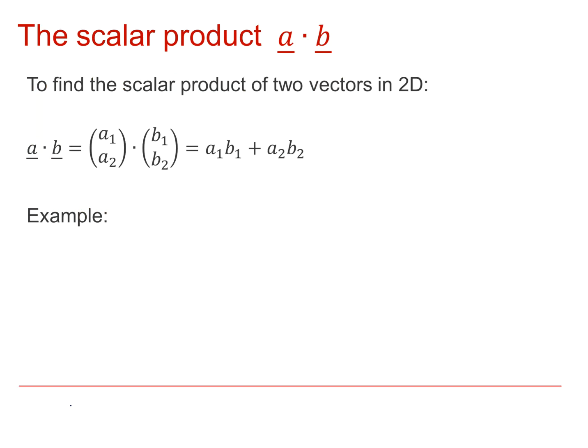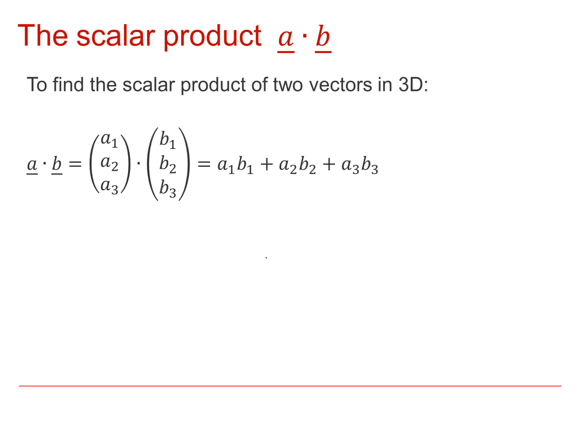So, to find the scalar product of two vectors in two dimensions, simply multiply the corresponding elements. Here's a numerical example. If I want the dot product of the vectors (2, 5) and (-1, 2), then I do 2 times -1 is -2, 5 times 2 is +10, and that gives me 8.